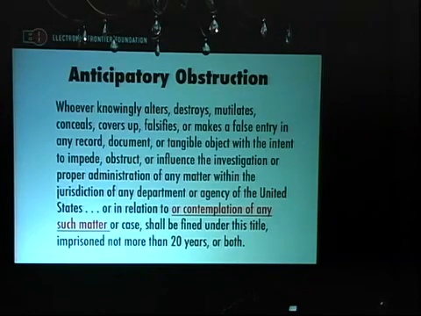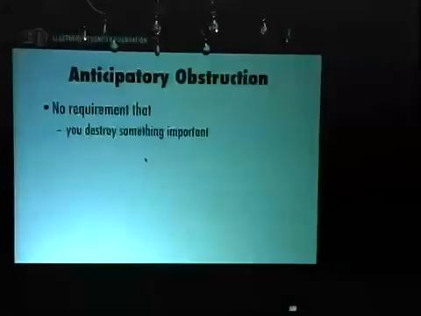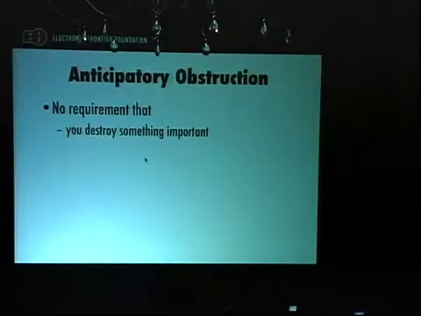Now, again, when you strip away the legalese, the statute really says a couple things. First, there's no requirement that you destroy something important. So that's that idea of materiality that the traditional obstruction of justice statute was concerned with. That is absent. And when you think about it, it makes sense, because it's in relation or contemplation of a pending investigation. So how do the feds know what's important if they haven't opened an investigation yet? That's why there is not that materiality requirement.